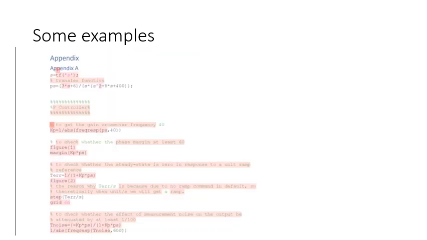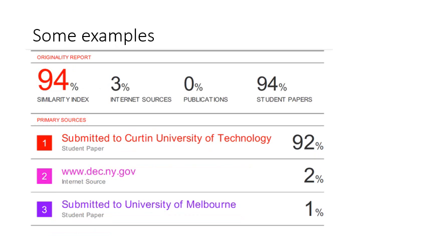And if you look at this one, code will also be picked up by Turnitin. Okay, so you can see a lot of similarities that are picked up by Turnitin as well. Okay, this is the highest similarity index I have ever seen, 94%, so quite bad, yeah?